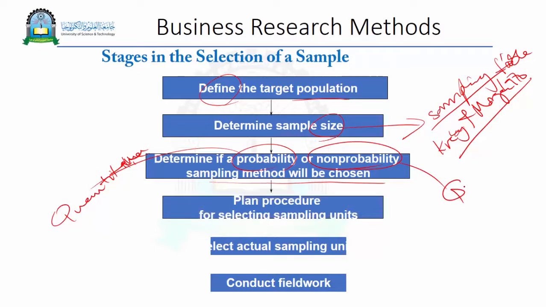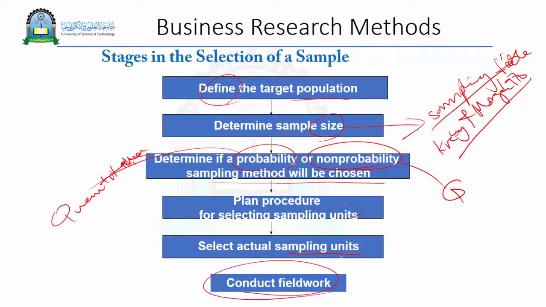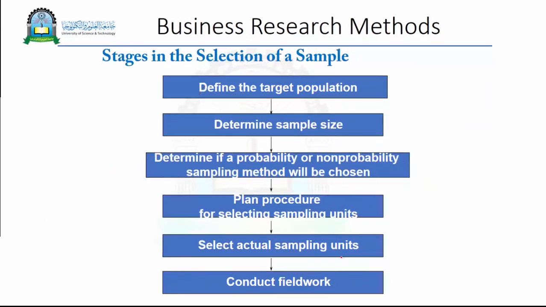Then plan procedures for selecting sampling units. What is the procedure to select the sampling units? And then select the actual sampling units. So draw the sample, then conduct the field study after identifying your sample units, and collect the data.